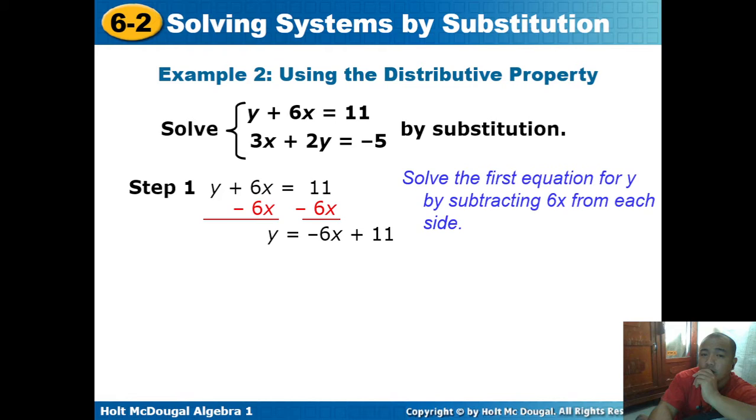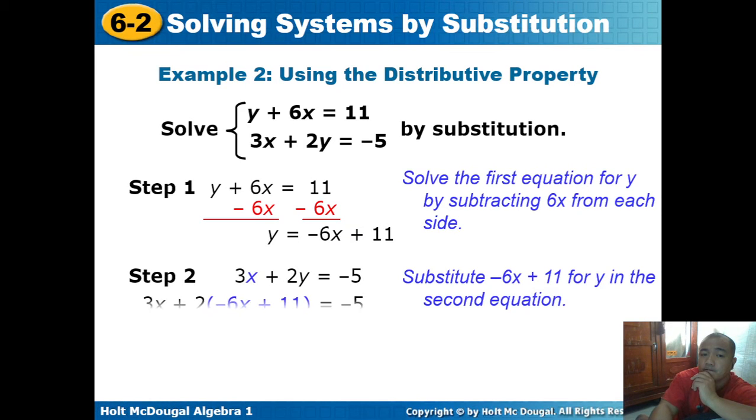Solve the first equation by subtracting 6x from each side. So it becomes y equals negative 6x plus 11, or simply transpose 6x to the right side. y equals negative 6x plus 11. Then substitute y equals negative 6x plus 11 to equation 2. 3x plus 2 times negative 6x plus 11 equals negative 5.